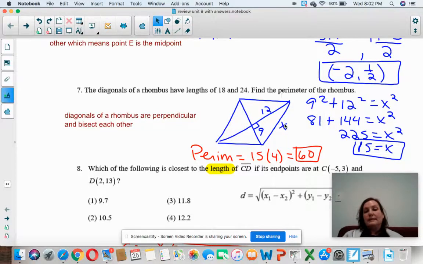So perimeter means I need to add up all the sides. So 15 plus 15 plus 15 plus 15, and that equals 60.